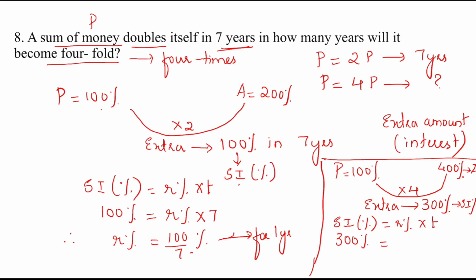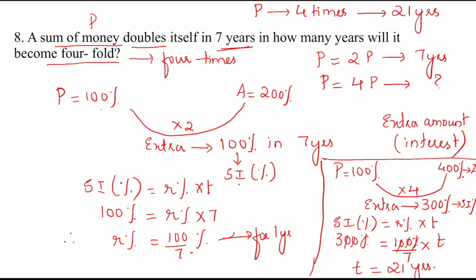R% we got here, for 1 year it is 100 by 7, into time, which we don't know. That only we have to find out. So the 100s cancel, 7 goes to this side, and therefore percentage also cancels. So time is equal to 7 into 3, 21 years. So the principal amount will become 4 times in 21 years. This is the answer.